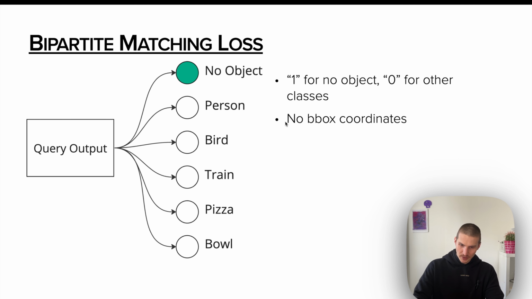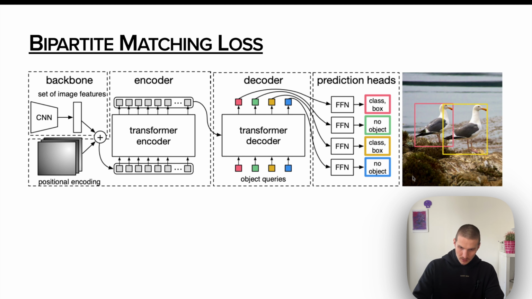And in addition, we don't get any bounding box coordinates. We just don't use that in the loss at all. So we get no feedback whatsoever. Now, the problem can be when the assignment is unstable.